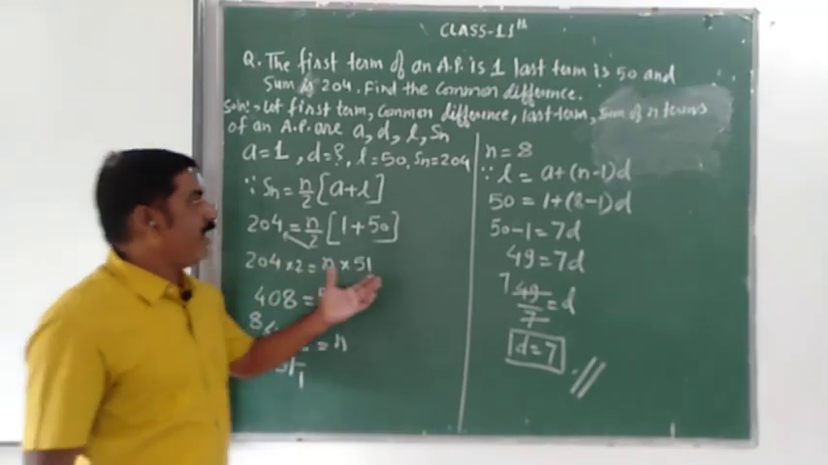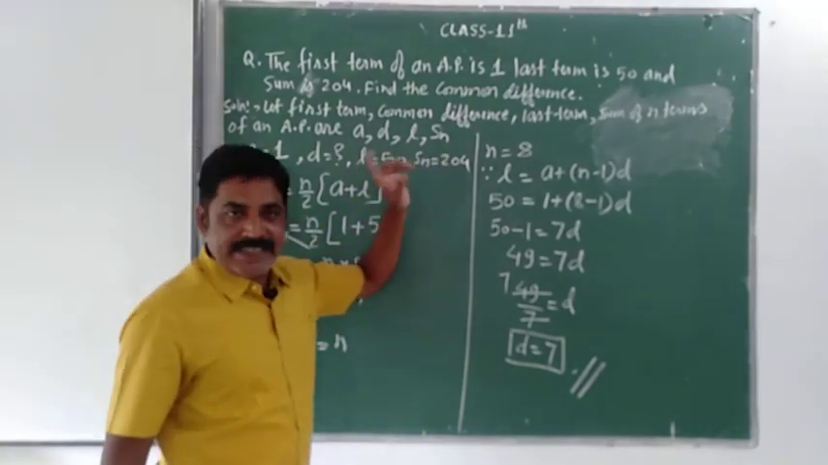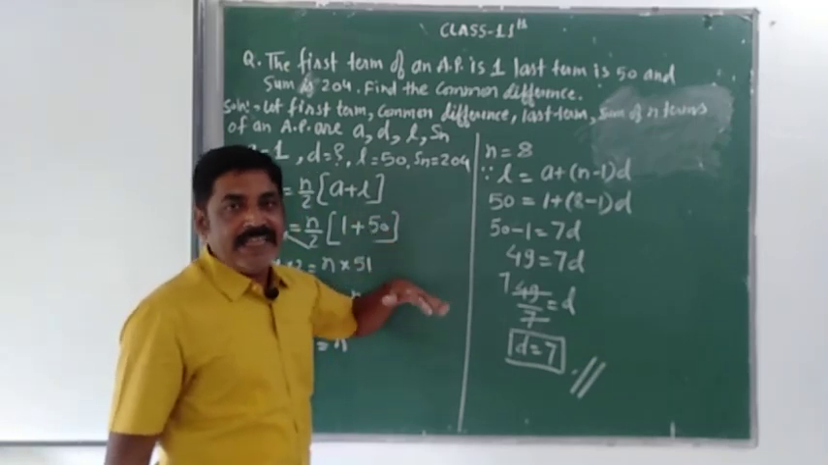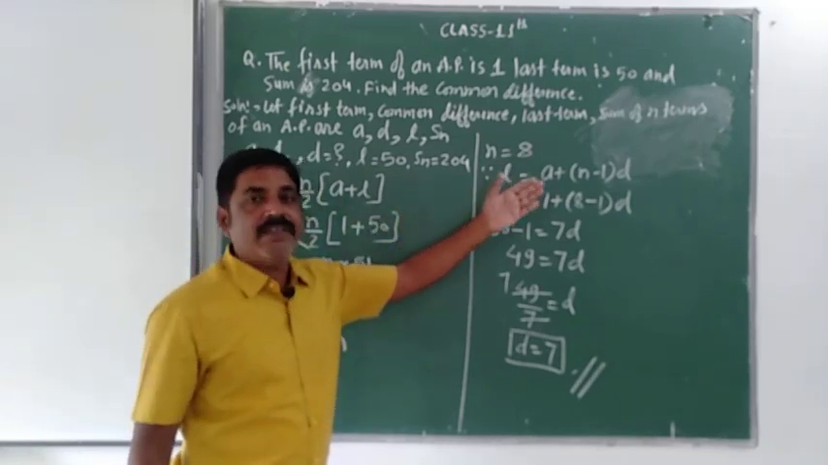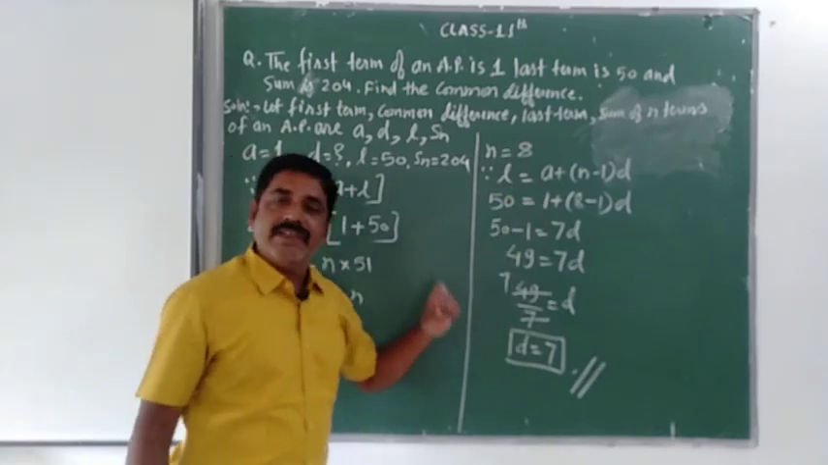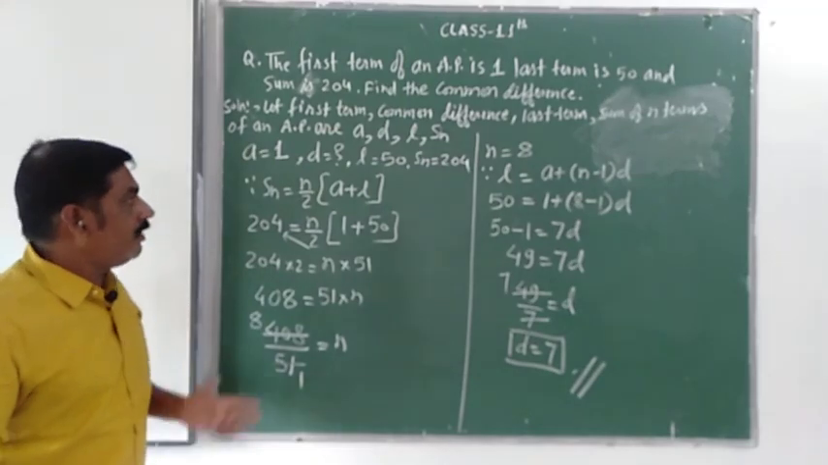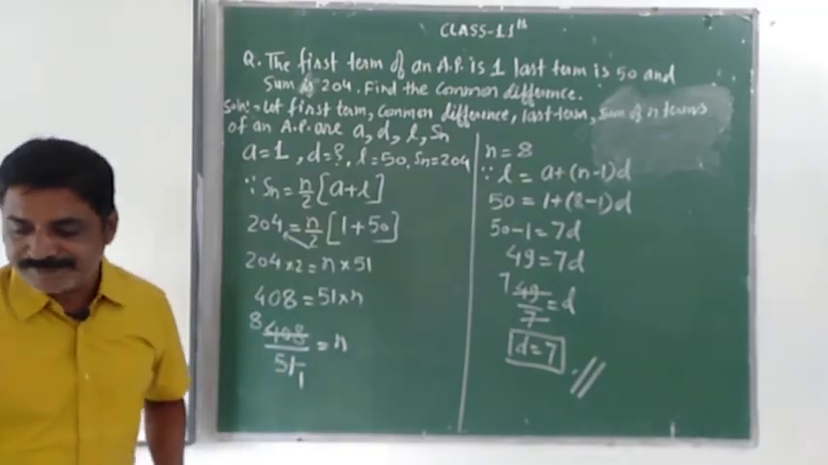Clear? So in this question we have given L and Sn. So which formula do we apply first? First apply Sn and then apply L to get the value of D, which is the common difference. Clear? Now see next question.